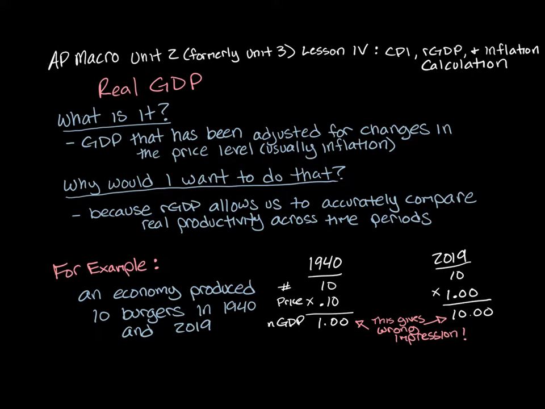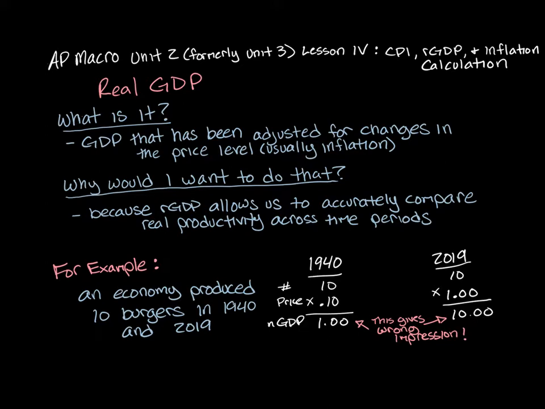So what we need to be able to do is adjust our GDP numbers for inflation. When we've adjusted GDP for inflation, that's what we call real gross domestic product. And that's going to be true for other things in this class as well. Anytime we see the word real referring to a number, that means it's a number that's been adjusted for changes in the aggregate price level. For the most part, we're talking about inflation over time.